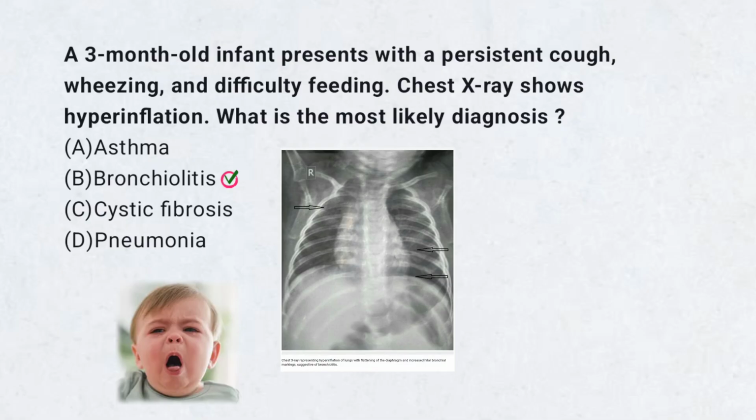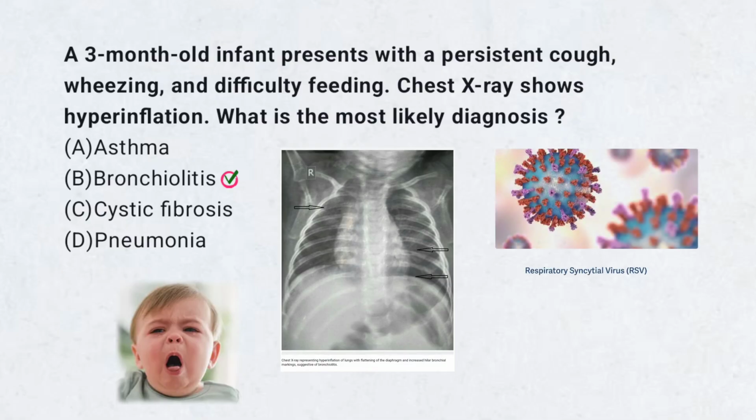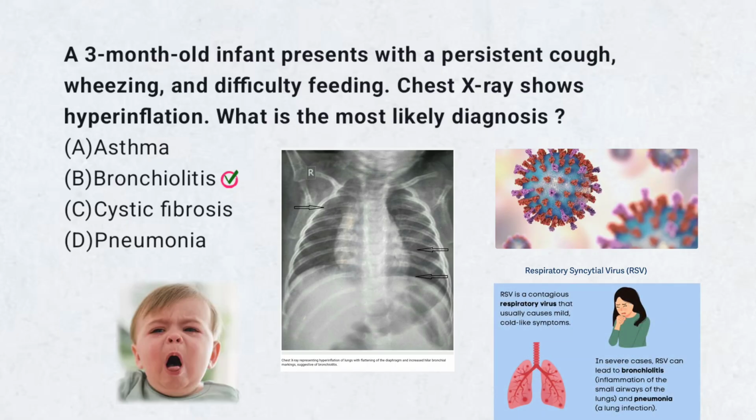Bronchiolitis is a common viral infection in infants, often caused by respiratory syncytial virus (RSV). It leads to inflammation of the small airways, bronchioles, causing wheezing, cough, and hyperinflation on chest X-ray. Symptoms typically peak around 3 to 5 days and resolve with supportive care.